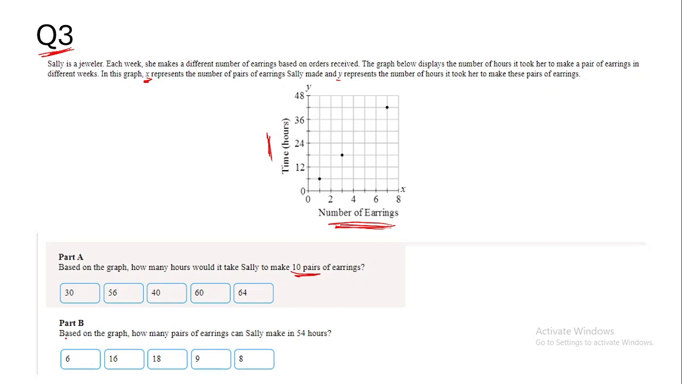Okay. Part B, based on the graph, how many pairs of earrings can Sally make in 54 hours? 54 hours is not here also. So, this kind of question is very simple. And as you see here, there are some points here we can use to solve our question.